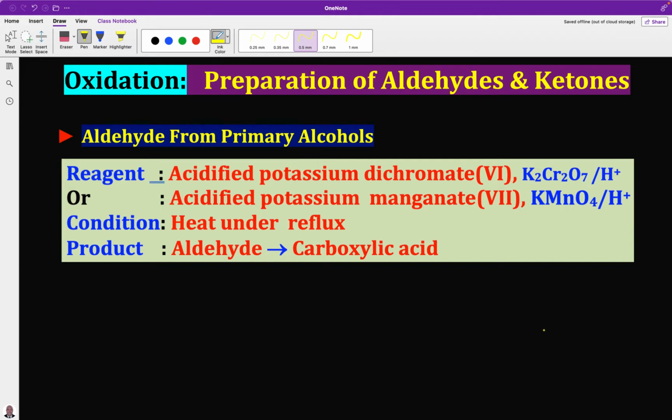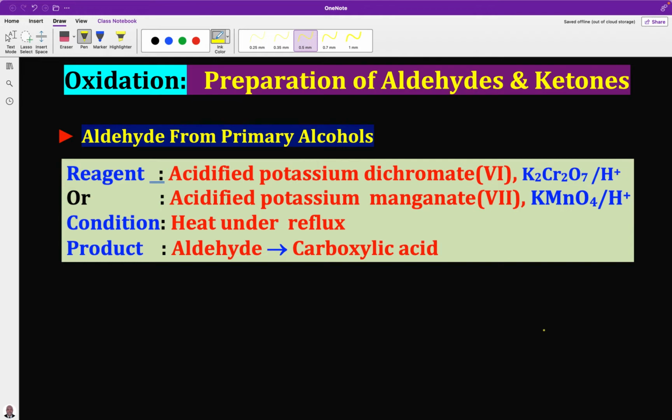This is the procedure we are going to use in the preparation of aldehydes as well as ketones. Our reagent here, the suitable reagent in this preparation, will be acidified potassium dichromate(VI), or you could use acidified potassium manganate(VII).